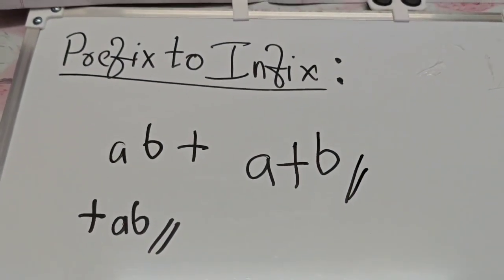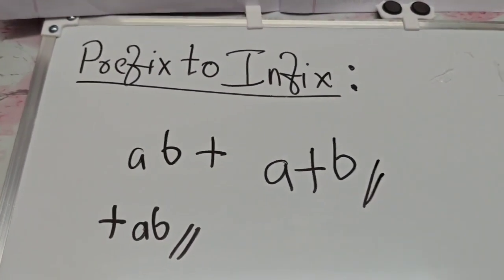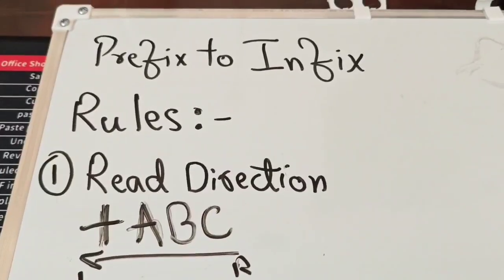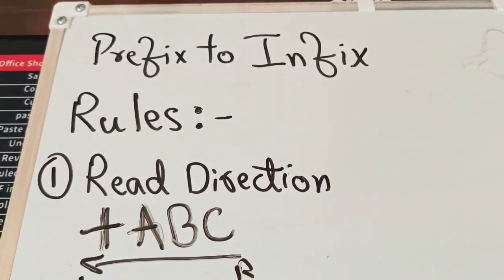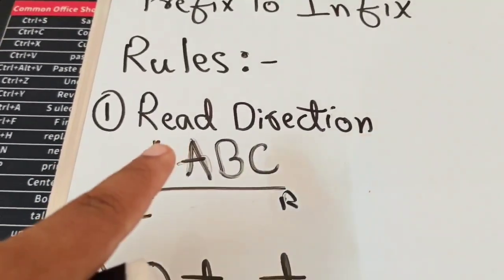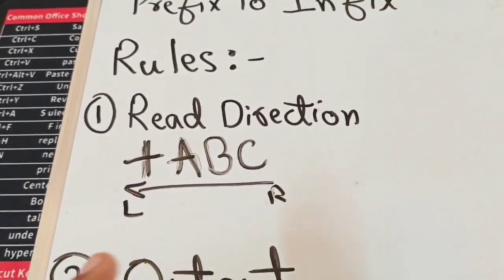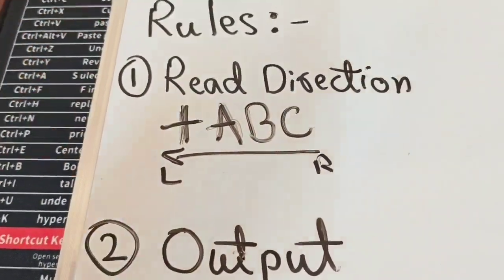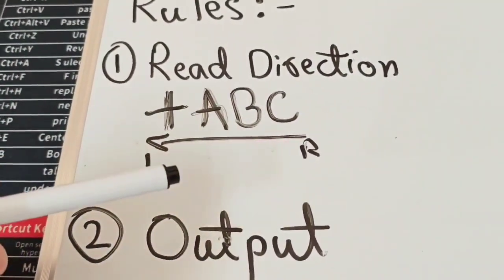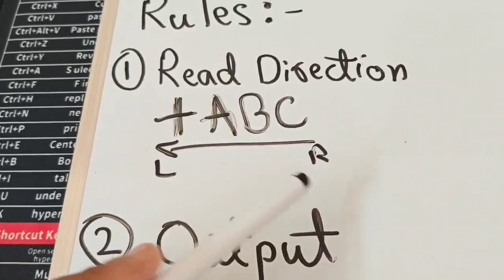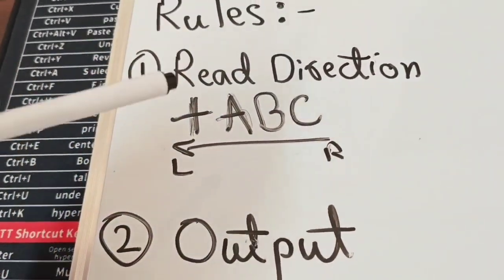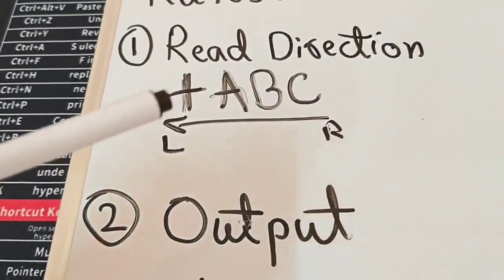So with this, let's move on to the rules of conversion of prefix to infix. The first rule of conversion of prefix to infix is the direction rule, that is, read the direction. Take this as an example, that is plus A B C. While solving it, we have to consider it from right to left, that is, we have to solve from right to left. So C B A then plus sign. Okay, that is the first rule.